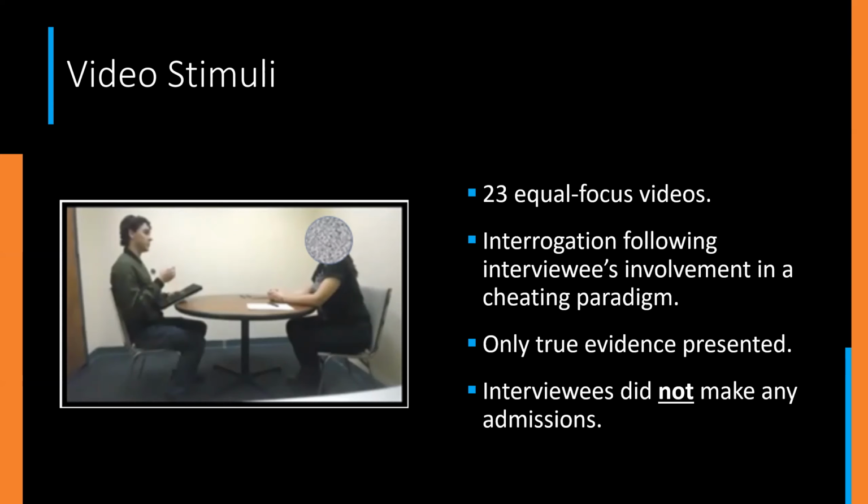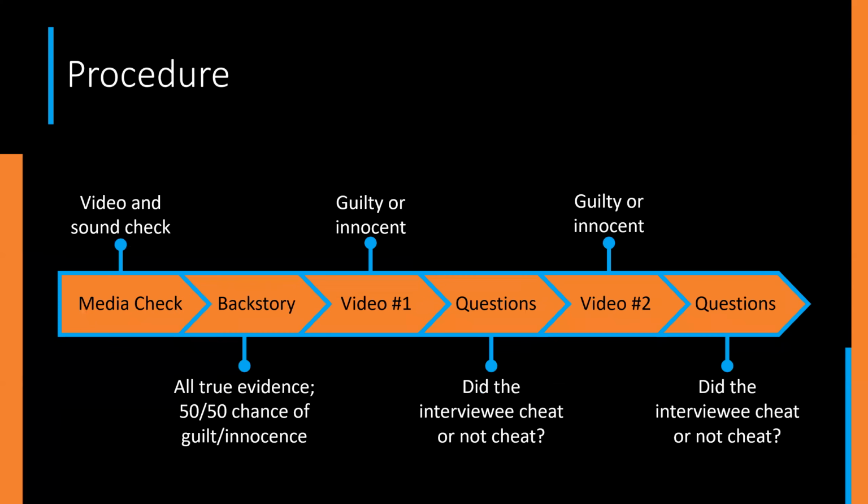Participants in the original study from which the video stimuli came believed that they were engaging in a government-funded test for knowledge, and they were either innocent or guilty of cheating, but then they were all accused of having cheated on this test and were told that they could be charged up to $500. During questioning within these video stimuli, the interrogator presented only true evidence. So everything the interrogator presented actually happened. And the interviewees within these video stimuli did not make any admissions of guilt throughout the interrogation.